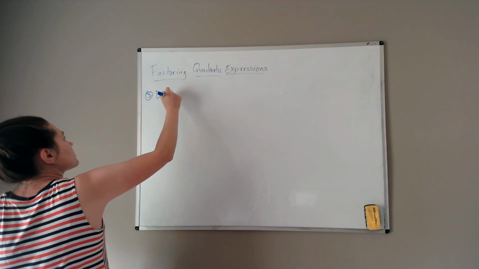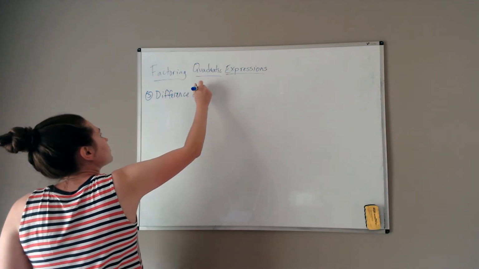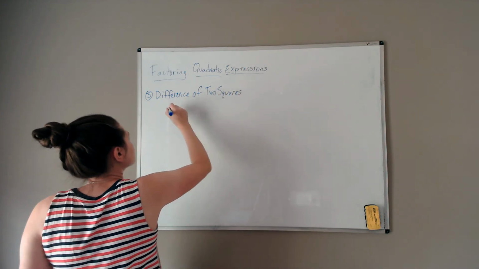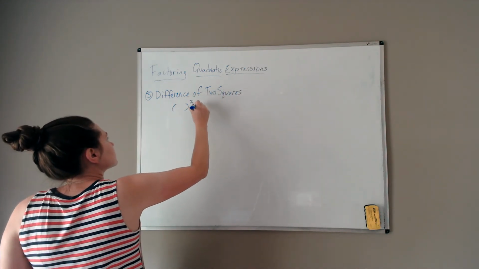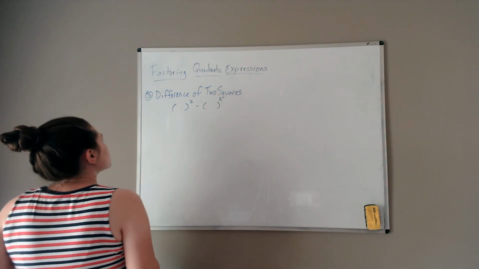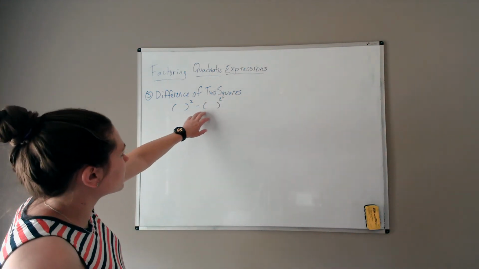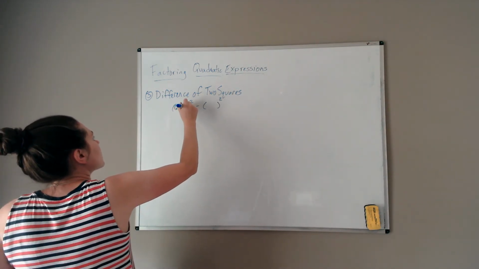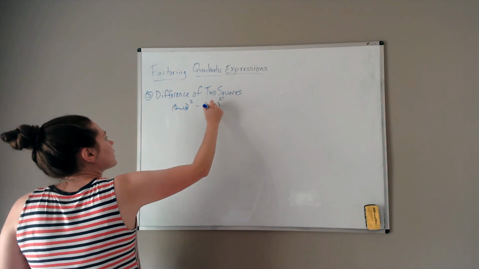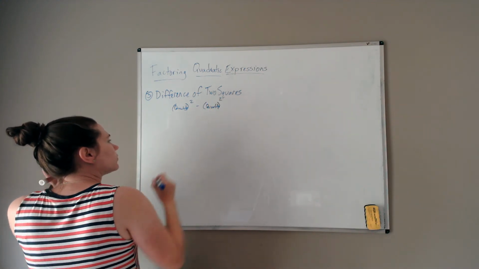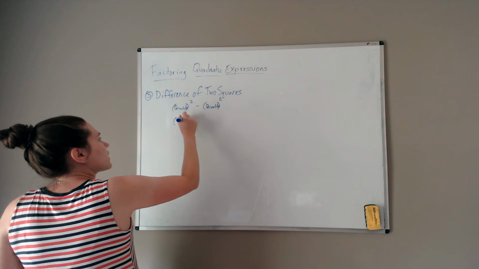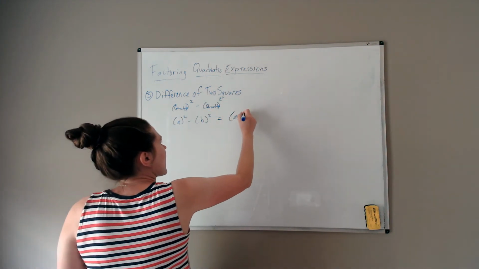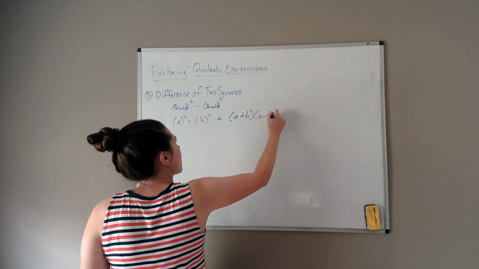is the difference of 2 squares. So if you can write a 2-term expression as a quantity squared minus a quantity squared, it's factorable. So let's say we had a squared minus b squared. It will factor to be a plus b times a minus b.